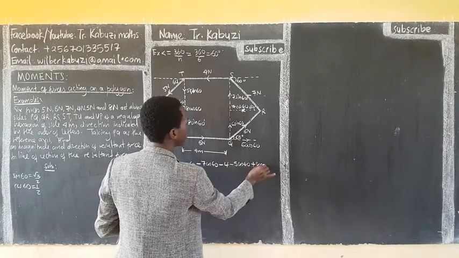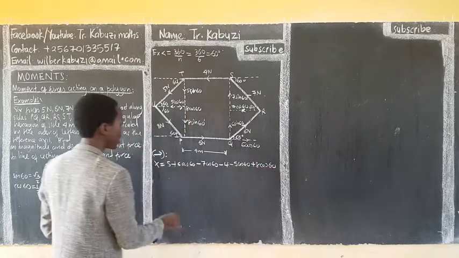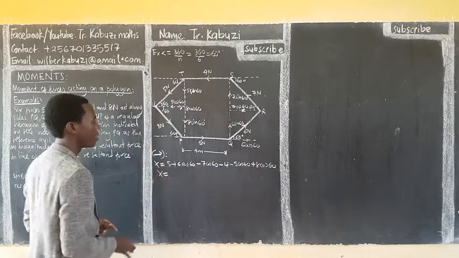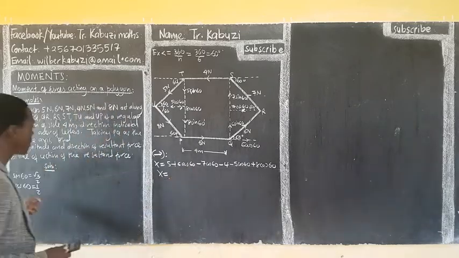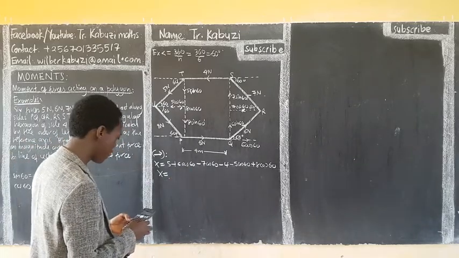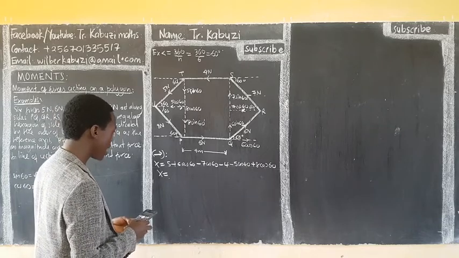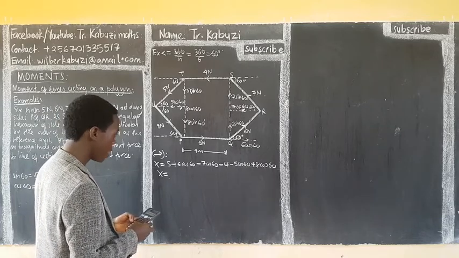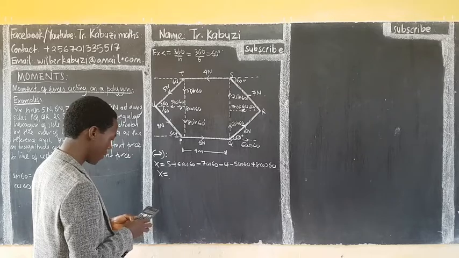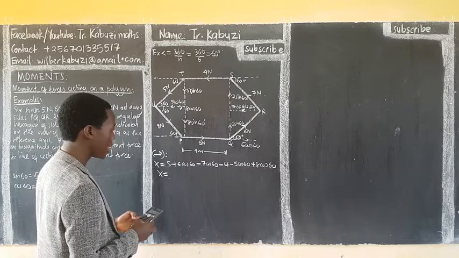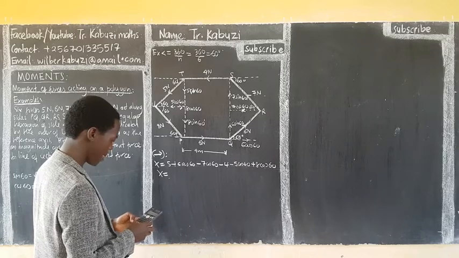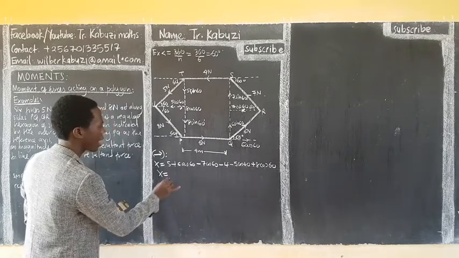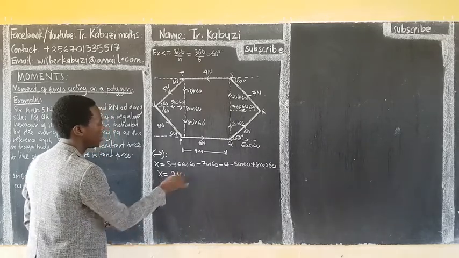And then we have this one going like that side, plus 8 cos 60. Okay, so from here our x is going to be, you see cos 60 is the same as a half. So I'm going to be having 5 plus 3 minus 3.5 minus 4, minus 2.5 plus 4. So I have 2. My x is 2 meters.